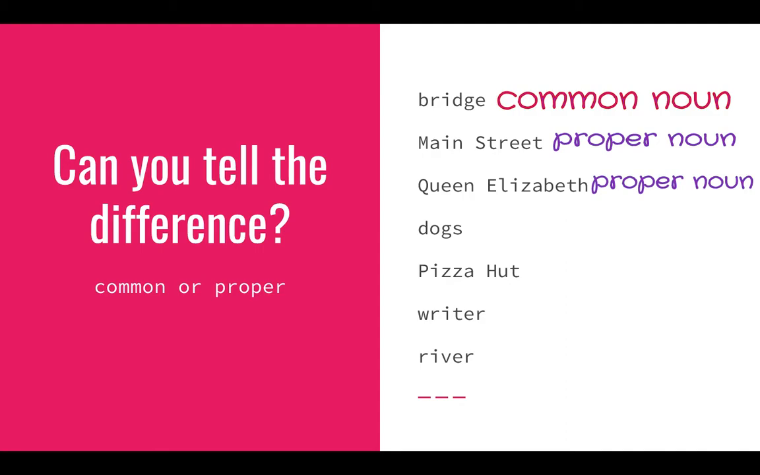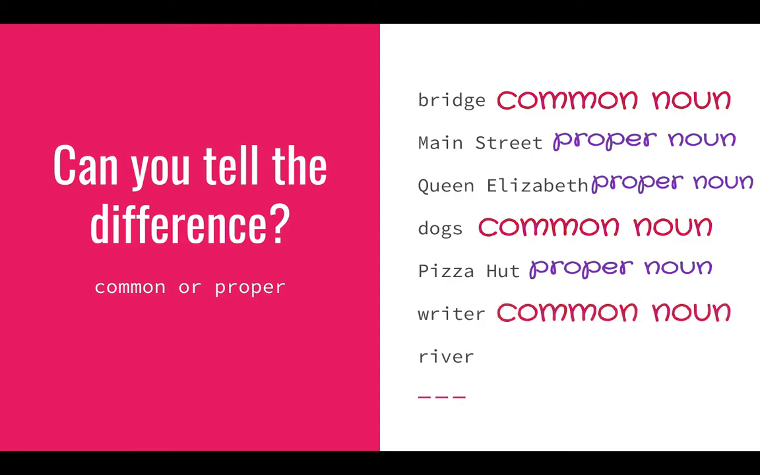Dogs, those could be any old dogs. That's just a common noun. Pizza Hut, that's naming a very specific type of restaurant. It's capitalized, so it's a proper noun. A writer, well, that's a specific job, but it's not saying a specific person. It's just any writer. And it's not capitalized, so that's a common noun. River, that could be any river. It's not capitalized, common noun.